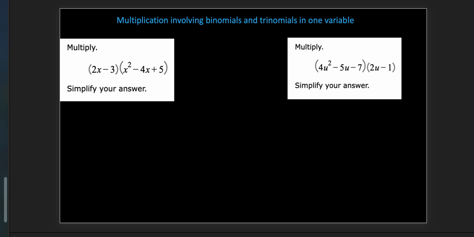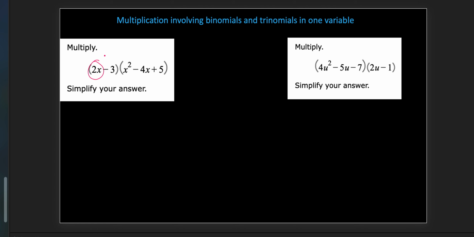So for this problem, we have multiplication involving binomials and trinomials in one variable. So we have a binomial, and we're multiplying this by a trinomial. This is just more work, more distributing. It's not FOIL. So what we have to do is, I'll do this in color.